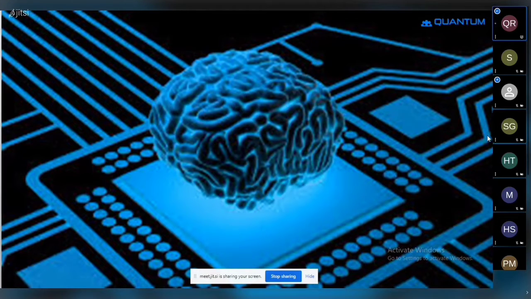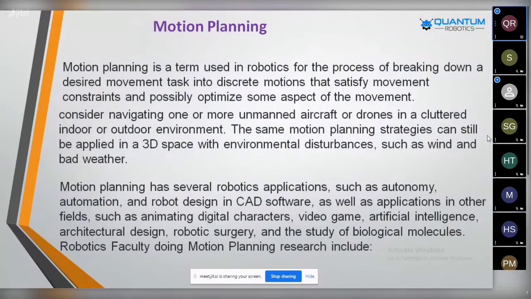Now here you can see motion planning. Motion planning is a term used in robots for the process of breaking down a desired movement task into desired motions that satisfy the movement constraints and possibly optimize some aspects of the movement.